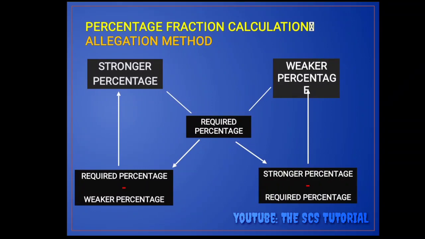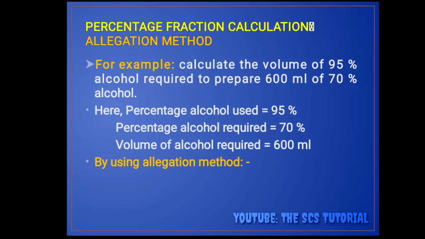For calculation of this intermediate strength, the following figure is used. See, this is the figure where there is a stronger percentage, which is given by the required percentage minus the weaker percentage. Similarly, there is a weaker percentage, which is given as the stronger percentage minus the required percentage, and at the middle part the required percentage is given. By using this figure, we can calculate the intermediate strength of the preparation.